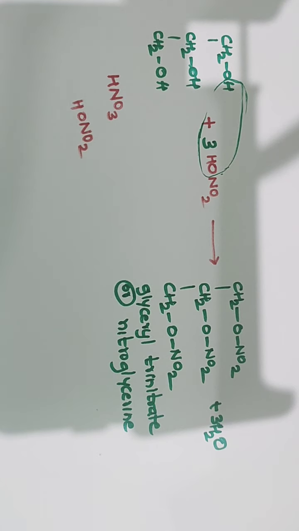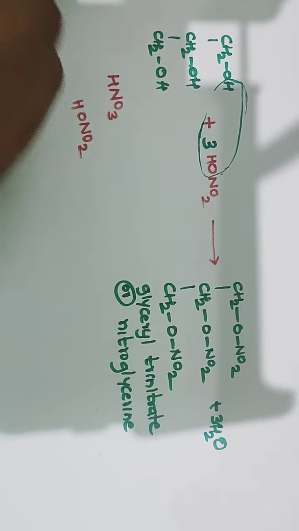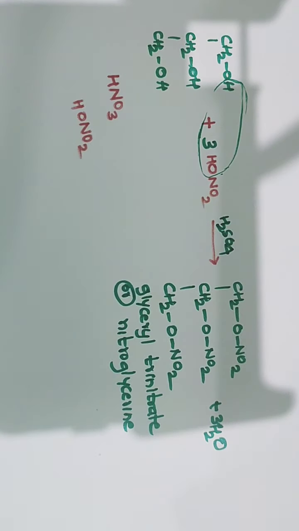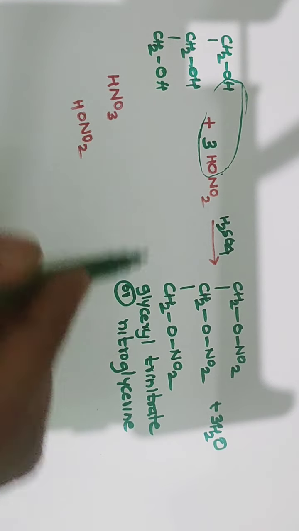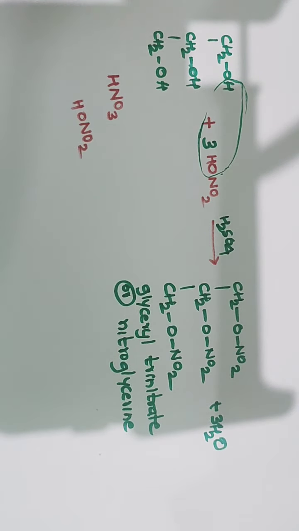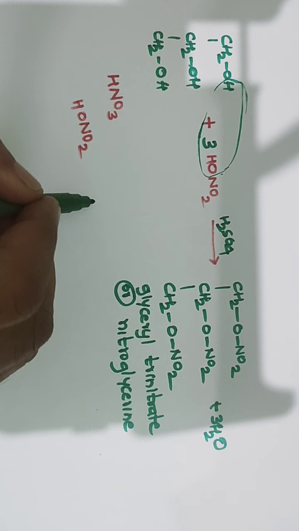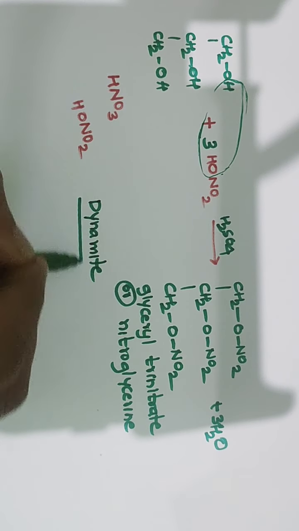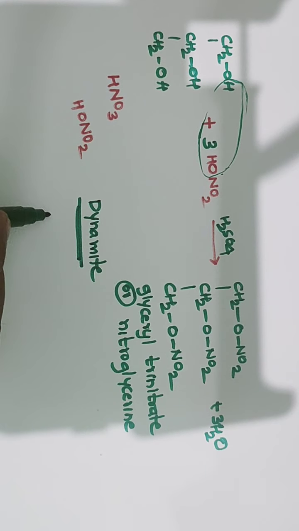So this is the preparation, a simple nitration in presence of H2SO4. When cold and concentrated nitric acid is treated with glycerol in presence of sulfuric acid, you get glyceryl trinitrate. It is an explosive. So what is the composition of dynamite and cordite?